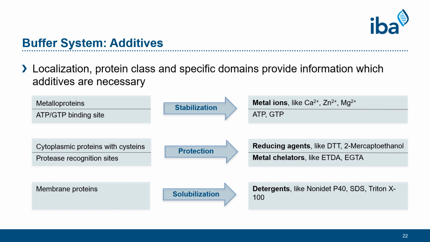Some proteins have protease recognition sites, so to prevent the cleavage, metal chelators like EDTA are added to bind the metal ions which are necessary for an active protease. And if your protein is a membrane protein, you should add detergents like Triton or SDS to make your protein soluble.